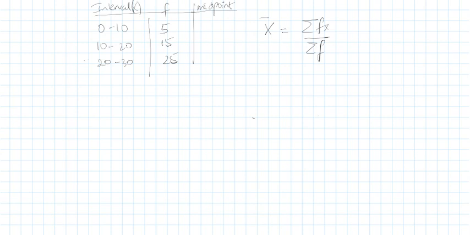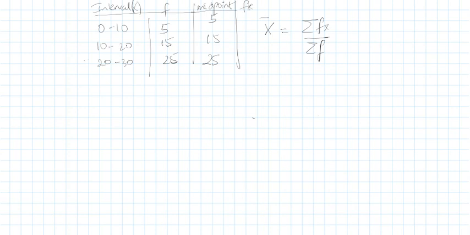So the midpoint of 0 to 10 is actually 5. It's 0 plus 10 divided by 2. The midpoint of 10 to 20 is actually 15. And then the middle of 20 to 30 is actually 25. So we have the midpoint, which will be the x here, and the frequency we have.